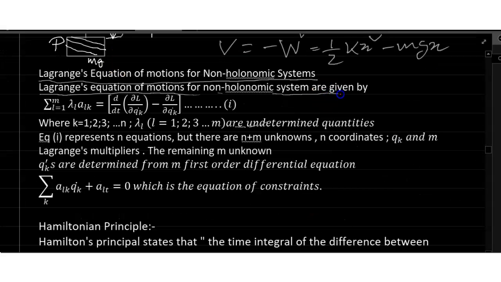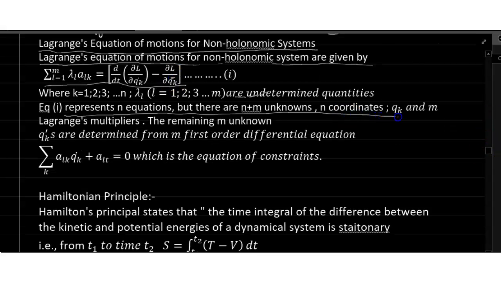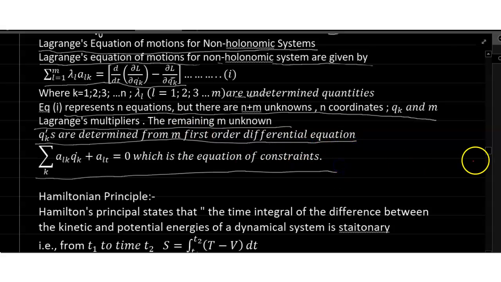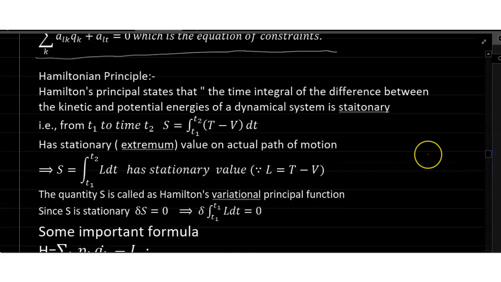That is, non-holonomic systems are given by m unknowns in n coordinates and qk order of differential, which is the equation of the constraints.